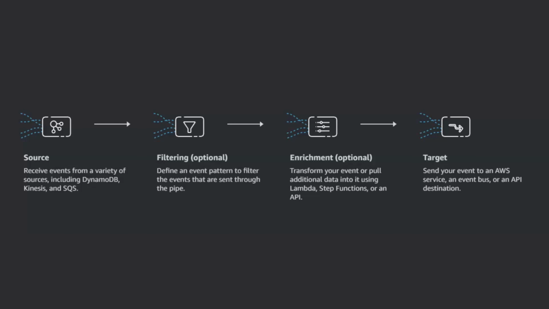You can use pipes to enrich events from DynamoDB. You receive events from the DB table that contains the customer ID, and then you use an API Gateway endpoint to get the customer information for each order, such as name, address, and payment method. Then you send the enriched events to a step function state machine that handles all the order fulfillment logic.